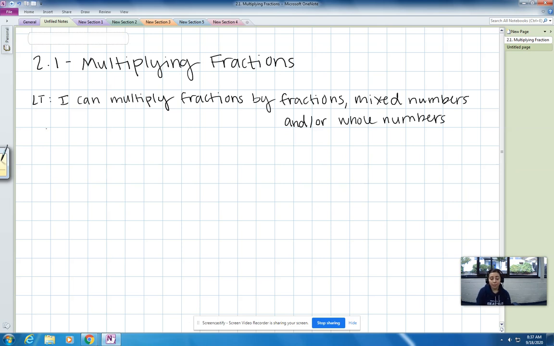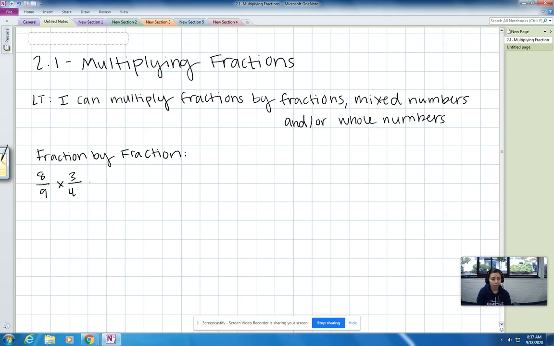I think the best way to teach this to you is just by showing you some examples, showing you exactly how to do it. So we're going to start with our fraction by fraction examples. In these ones, we are going to multiply together two fractions. Our first example problem is 8 over 9 times 3 over 4.